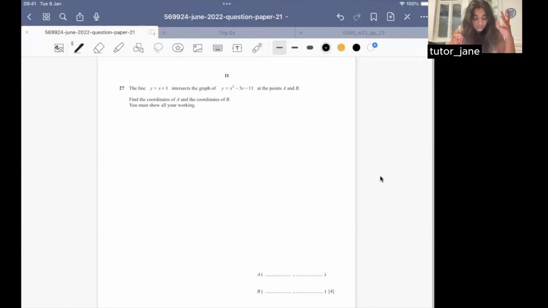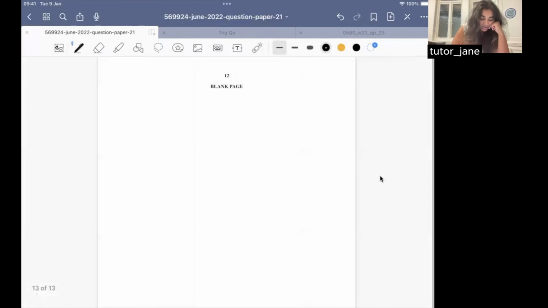So this question says that we have a line, y equals x plus 1, and this line is intersecting another graph, y equals x squared minus 3x minus 11, at these points A and B. Now we need to find the coordinates of A and B. Now, before I show you how I did this, I'm going to draw some graphs.